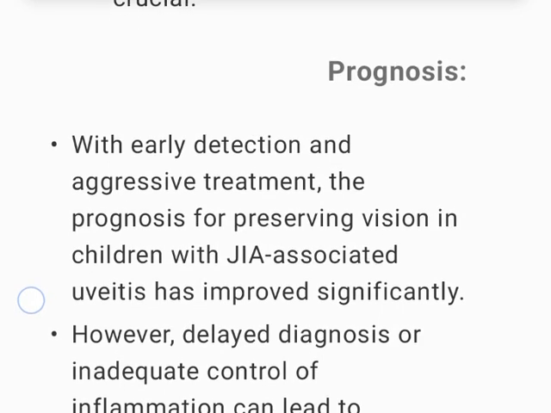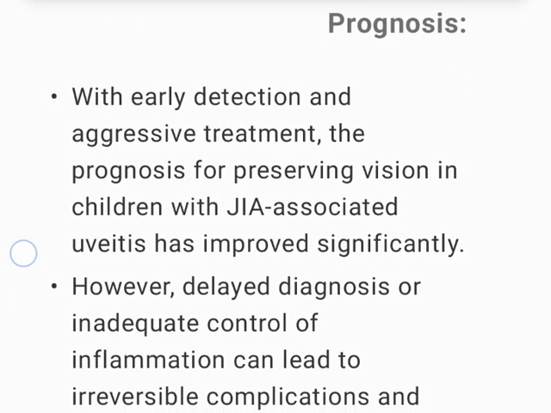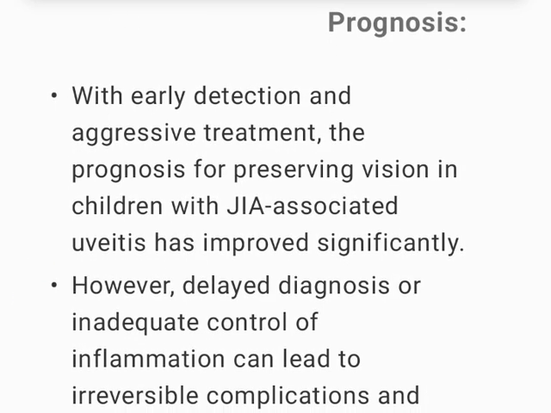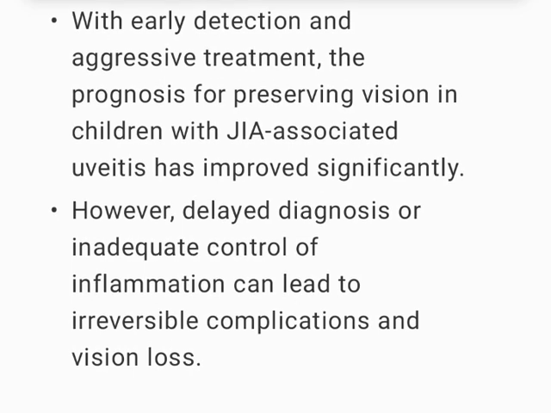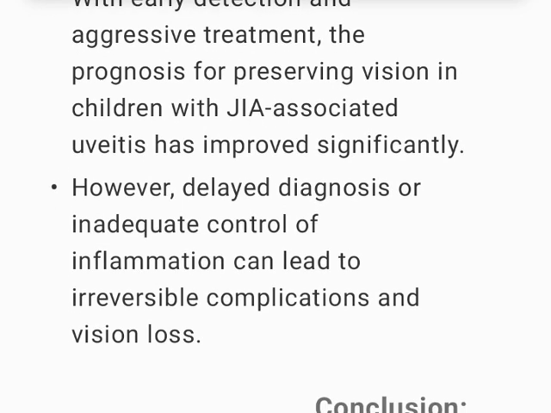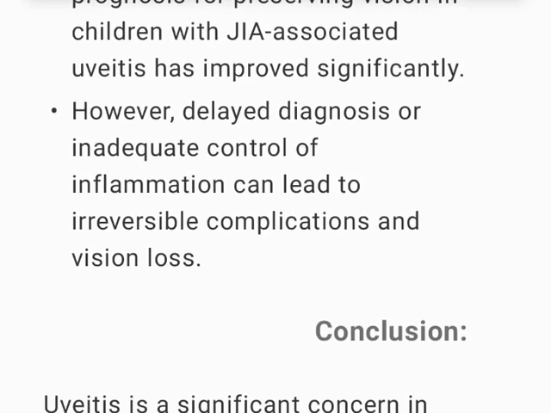Prognosis. With early detection and aggressive treatment, the prognosis for preserving vision in children with JIA-associated uveitis has improved significantly. However, delayed diagnosis or inadequate control of inflammation can lead to irreversible complications and vision loss.